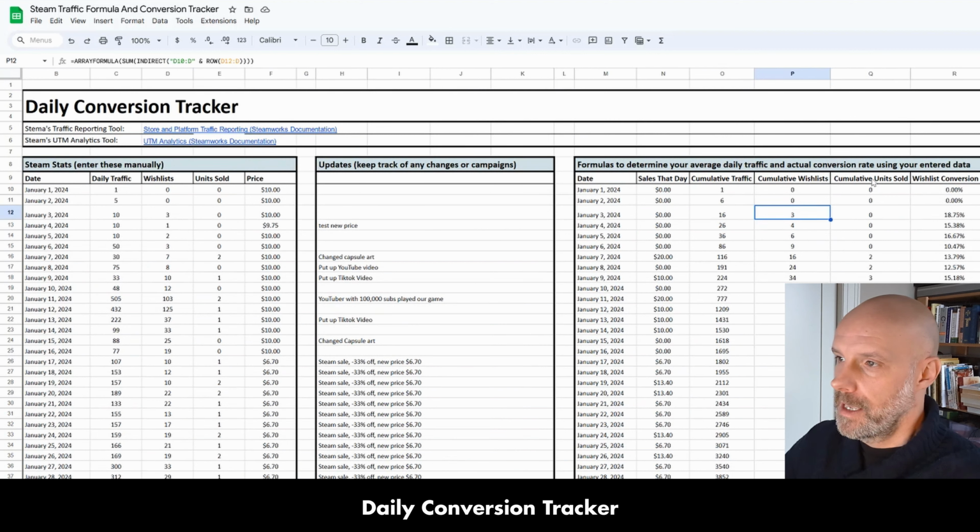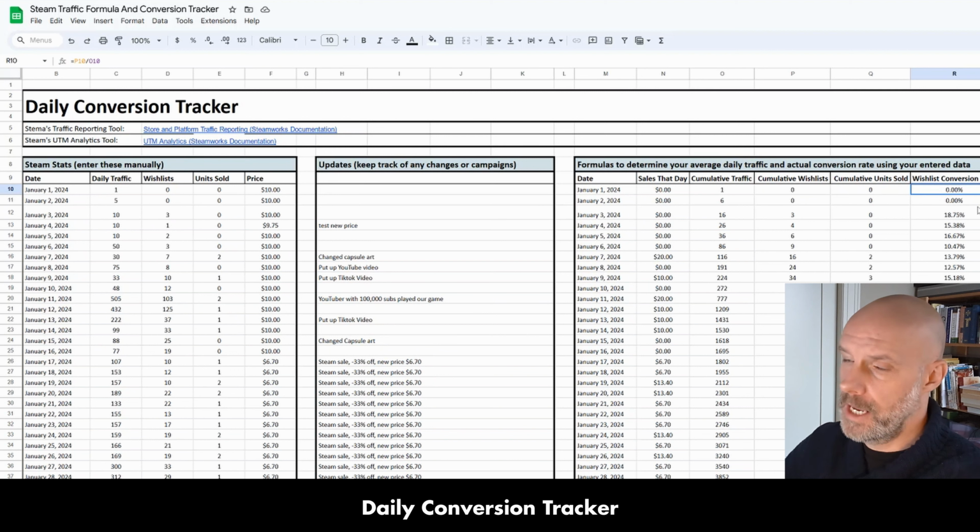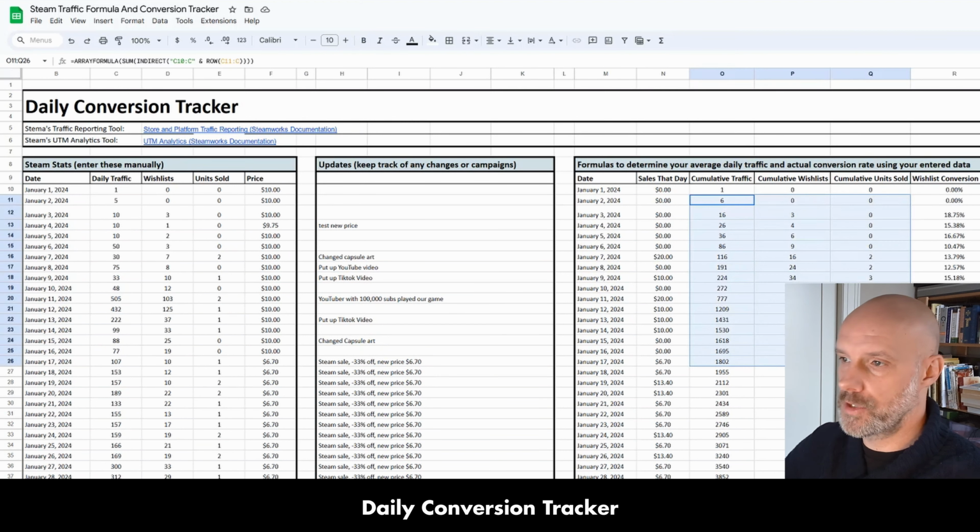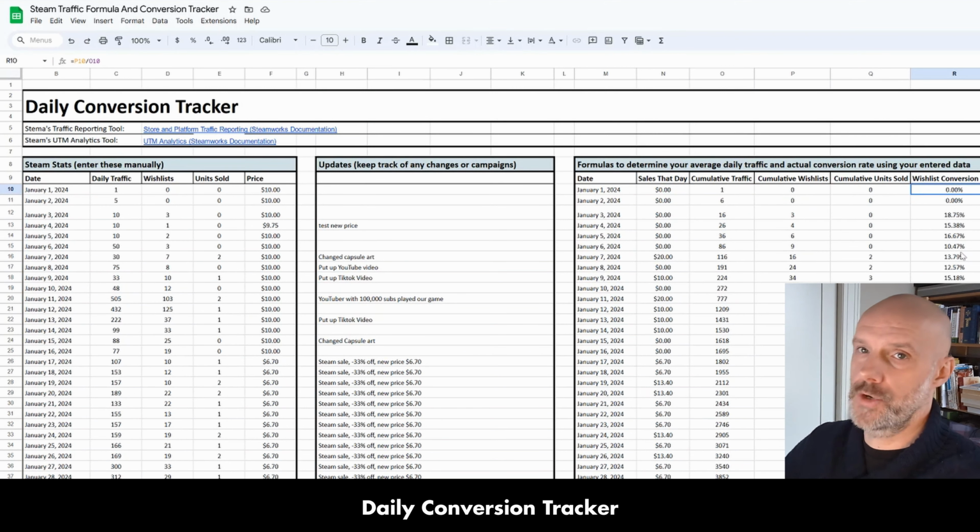So next, again, cumulative units sold. It's the same thing as before. I'm accumulating the number per day, right? And this is where the wish list conversion rate comes in. I'm going to use all this data to find out your actual conversion rate.